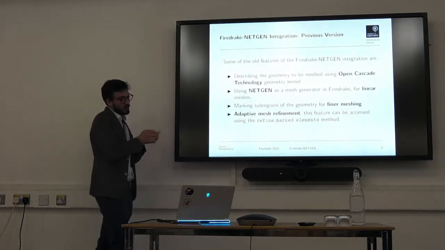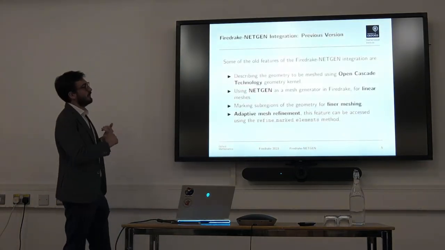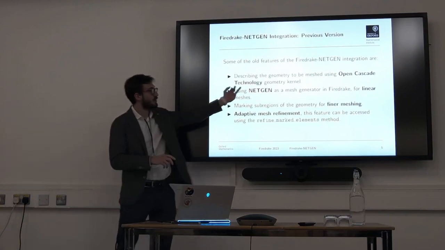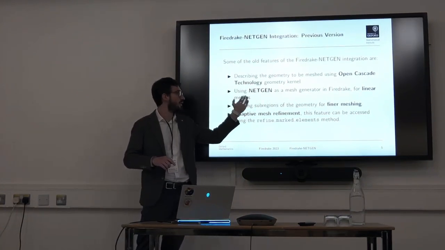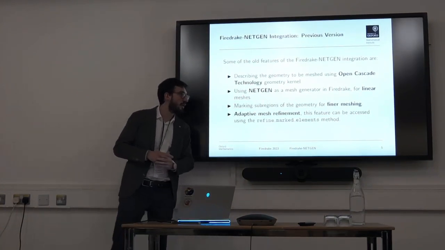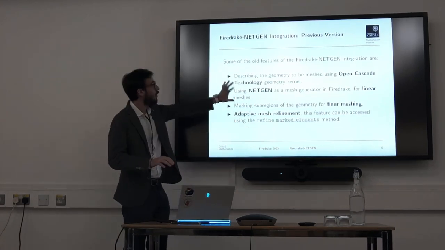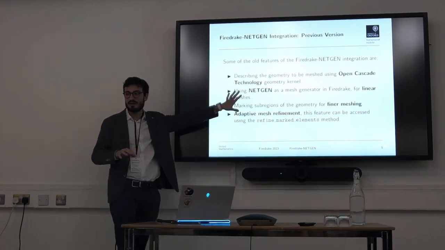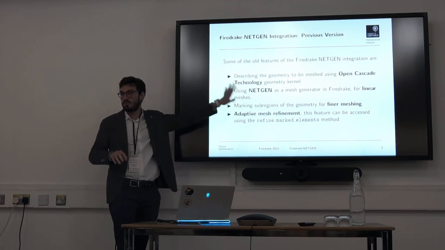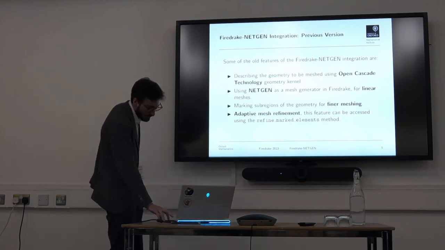Now, the previous version, as I was saying, had Open Cascade as the main feature. NETGEN can be used to generate linear meshes, marking geometry for finer meshes, and adaptive mesh refinement through the refine-marked-elements methods. All of this has already landed in master, so you can use this feature already. What are the new features?